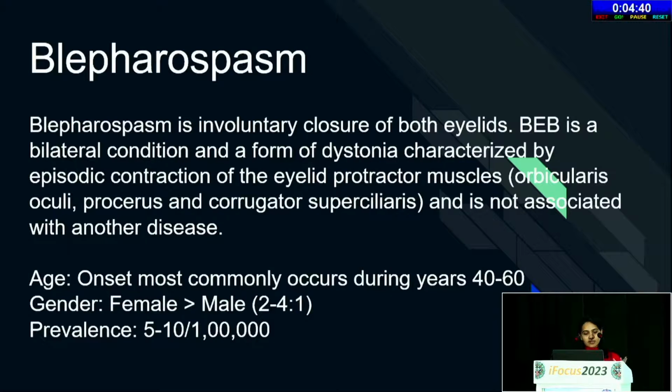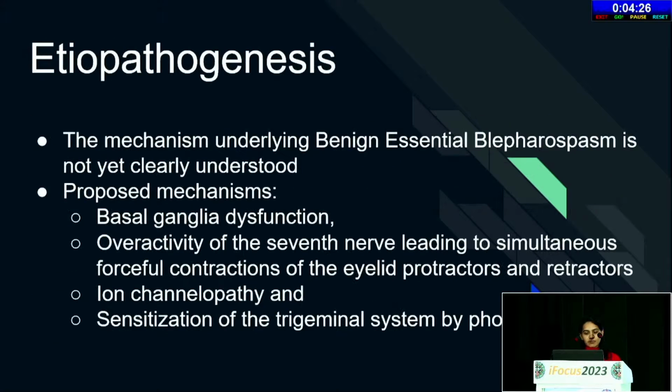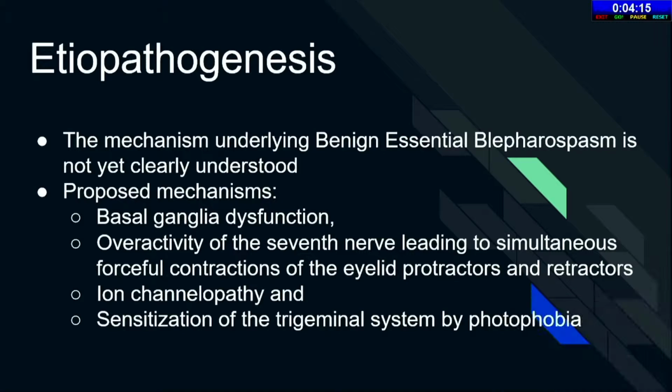Coming to the age, it most commonly occurs in the age group of 40 to 60 years, rarely seen in children and adolescents. Female to male ratio is 2 to 4 is to 1, and the prevalence is around 5 to 10 per 1 lakh population. Coming to the etiopathogenesis, the mechanism underlying benign essential blepharospasm is not yet clearly understood. There are various proposed mechanisms which include basal ganglia dysfunction, overactivity of the 7th nerve leading to simultaneous forceful contractions of the eyelid protractors and retractors, ion channelopathies, and sensitization of the trigeminal system by photophobia.